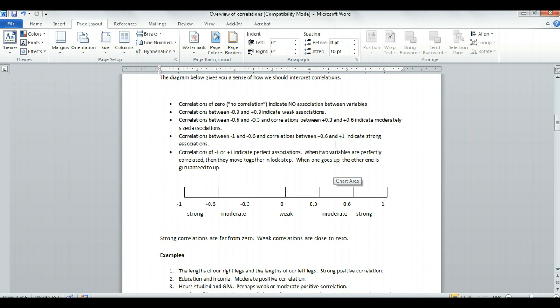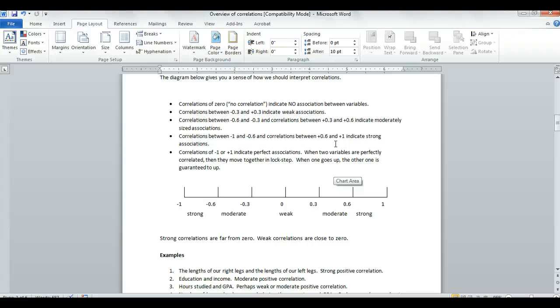So correlations, we'll start with ones that are close to 0. Remember, correlations range between -1 and +1. If the correlation is literally 0, that means that there's no association between the variables. It means that as x goes up, we can't really say anything about y.